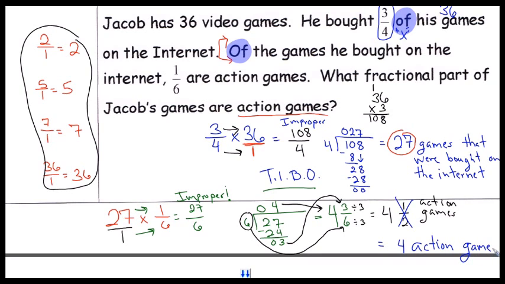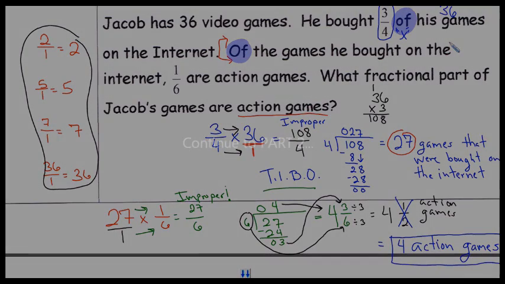So again, it's not just about the math. It has to make sense. Your answer has to make sense according to what you're talking about, and it has to answer the question that you were being asked. So in this case, they asked us for action games. Now we know it's only 4 action games. Okay, so 27 were bought on the internet, but only 4 of those were action games. And he still has 36 games. He probably bought the other ones at GameStop or somewhere else. They were not bought on the internet, and they're probably not action games.